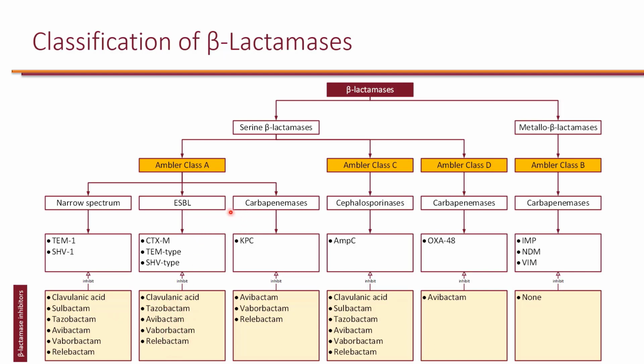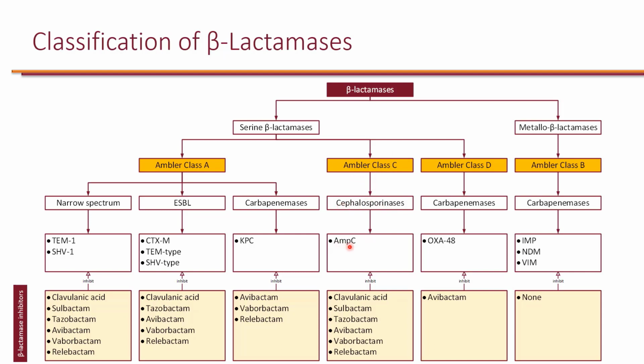Now the worst type of Ambler class A are the carbapenemases, including KPCs, one of the most common ones. And there are a select few beta-lactamase inhibitors that can block KPC. Now, just because these are called carbapenemases doesn't mean that they cannot break down penicillins or cephalosporins. They do.